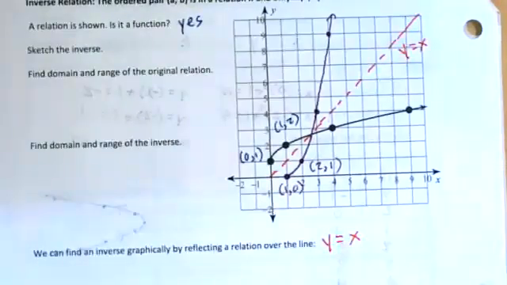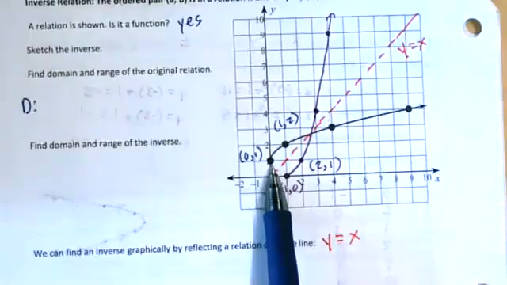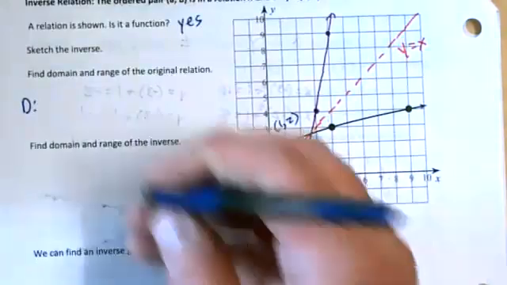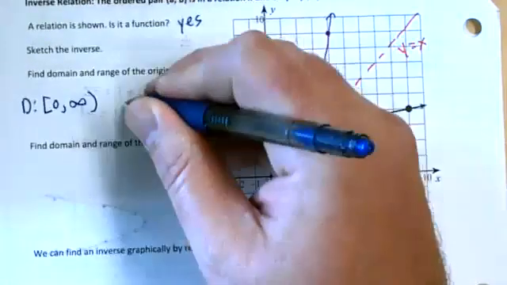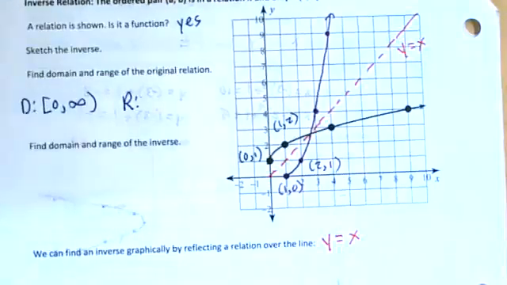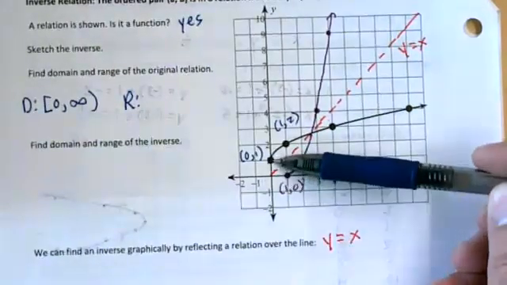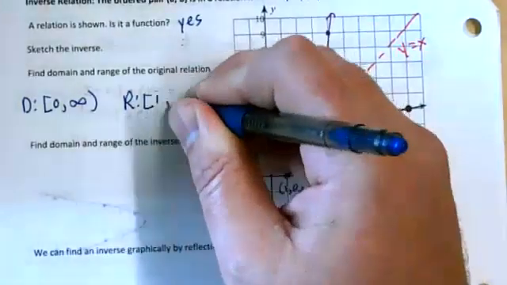All right, let's talk domain and range. So what was the domain of my original function? The smallest x value I'm seeing is 0, and it goes all the way off the right edge of the graph, so 0 to infinity. And the range of the original function, what's the lowest y value that you see? 1, and then it goes up from there forever and ever, so 1 to infinity.